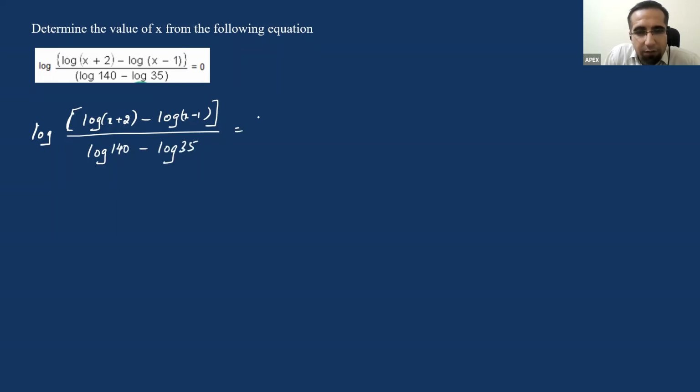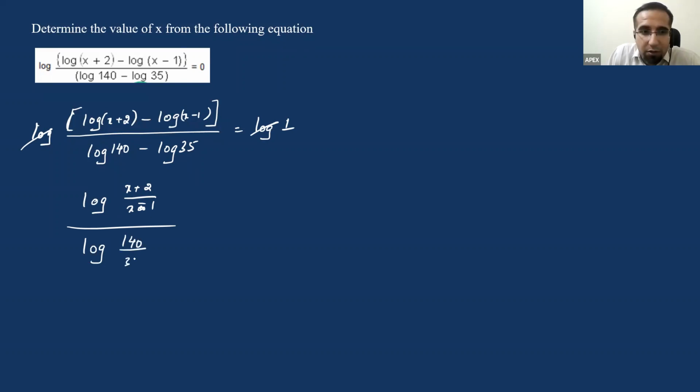minus log of 35 is equal to, let's say 0 can be written as log 1. So I can cancel this log here. Now log to the same base with a minus sign can always be divided. So this can be written as x plus 2 divided by x minus 1. And the denominator can be written as log of 140 divided by 35. So log and log gets cancelled, which is equal to 1. So 140 by 35 is 35 into 4.